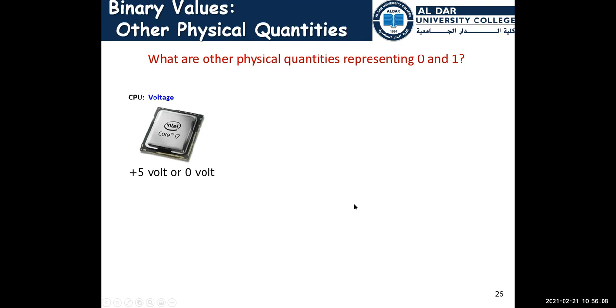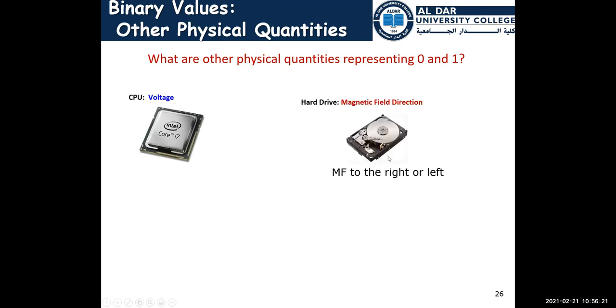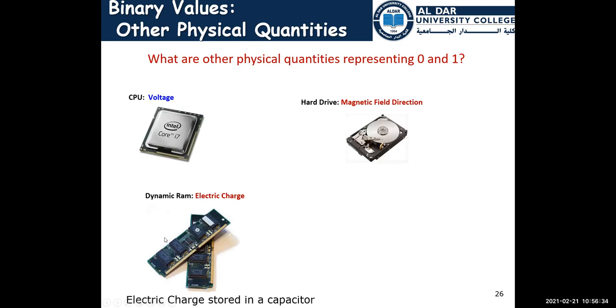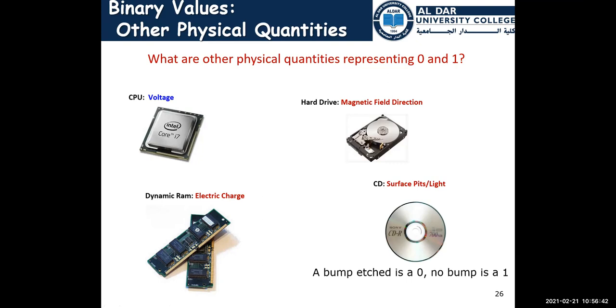Okay. What other physical quantities represent zero and one? We have plus five volts represents one and 0 volt represents zero. Here we have magnetic field. If we have a magnetic field, we have one, and if we don't have a magnetic field, we have zero. Here we have electric charge in a capacitor. If we have a charge, we have one. If we don't have a charge, we have zero. Here we have a bump. A bump is like a hole inside this surface, and a laser can read the holes. If the head of the reader finds a hole, it can represent it as one. If it doesn't find a hole, it can represent it as zero.